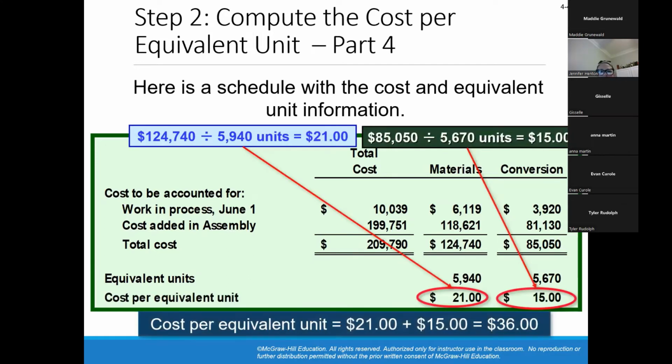So here we go. We have the total cost of 124,740, and we're going to divide it by the 5,940 and come up with a $21 cost per equivalent unit. So that's how you calculate per unit. We're just dividing to figure that out. And you do the same thing for conversion. Just take that total cost, divide it by the units, and we get $15. So now we have the cost per unit.